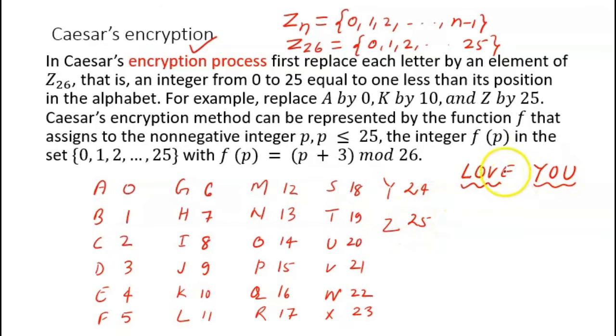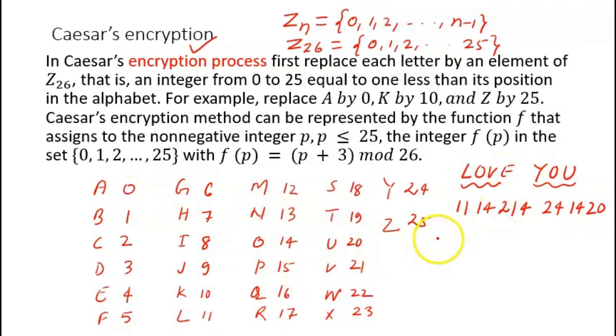So when we have to encrypt this message, first of all, I am going to change all these alphabets into the corresponding numbers. Here L stands for 11, so I write 11. O stands for 14, so I write 14. V stands for 21, so I write 21. E stands for 4, so I write 4. Y stands for 24, so I write 24. O stands for 14, so 14. U can be replaced by 20. So this is step number 1, that we change all these alphabets into corresponding numbers, which I have listed here.